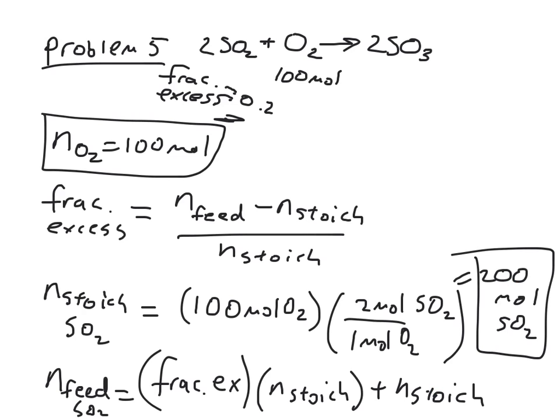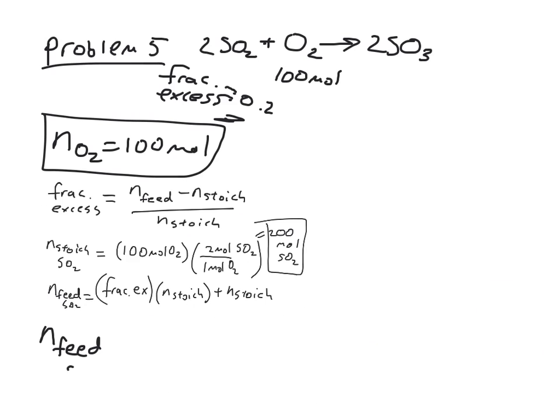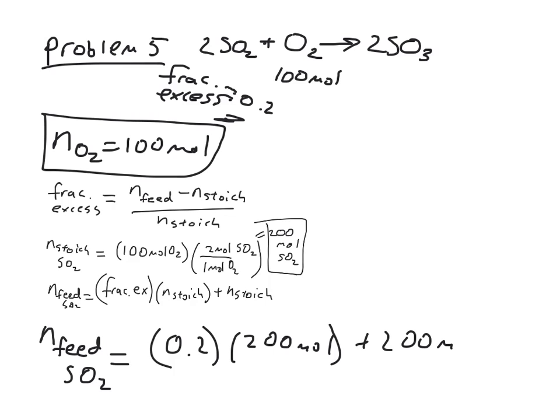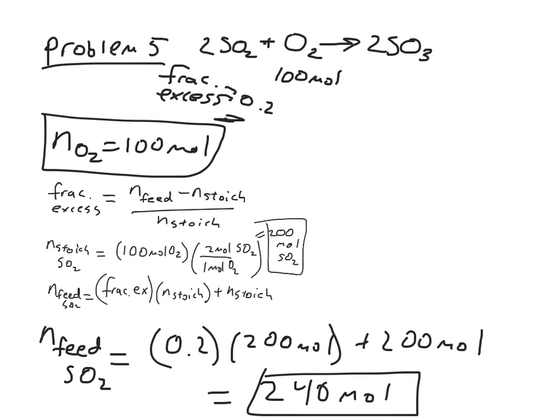So if I take all those numbers in, then I will get n feed of SO2 equals 0.2 times 200 moles plus 200 moles, and that's going to be 240 moles. And that's the answer. So the number of SO2 coming into our system is 240 moles, and 100 moles of O2, and that was given in the problem statement. And that's pretty much how we work problem 5.